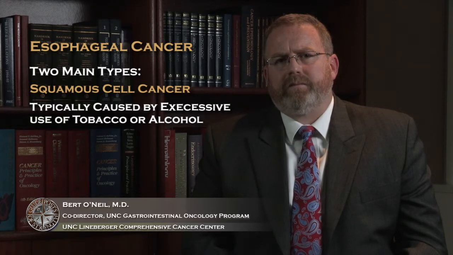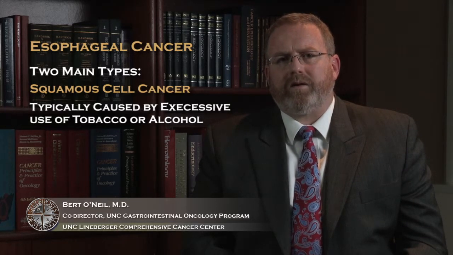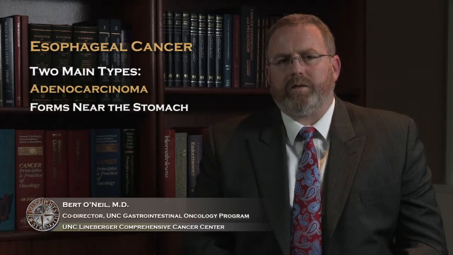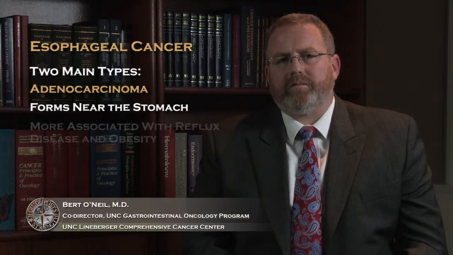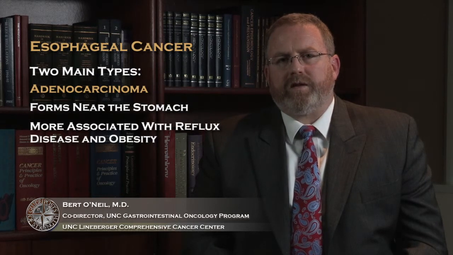One type is called squamous cell cancer of the esophagus, and that refers to the way the cells look under the microscope, squamous meaning flat. Squamous cell cancers are typically caused by excess use of tobacco or alcohol. The other type of cancer is called adenocarcinoma. Adenocarcinomas are more likely to form right near the stomach or the place we call the gastroesophageal junction. Adenocarcinomas are more associated with reflux disease and often with obesity.